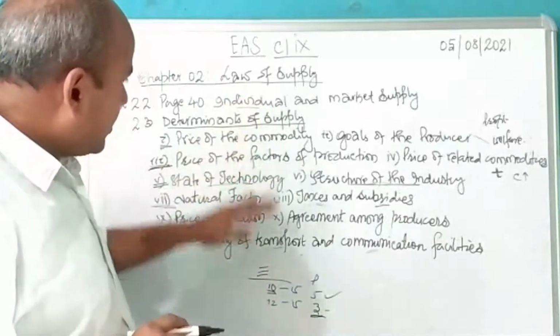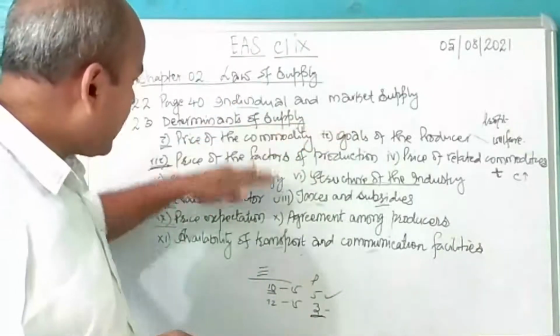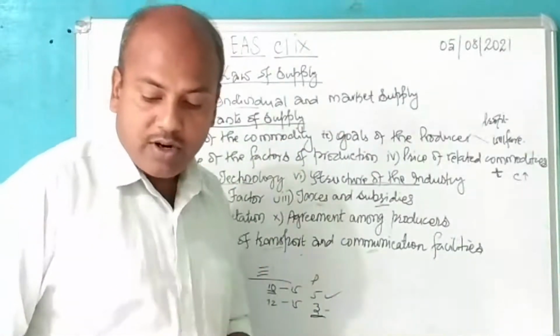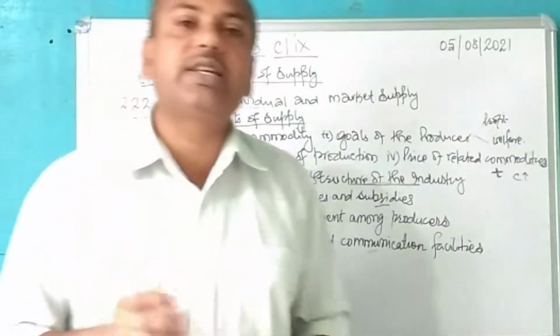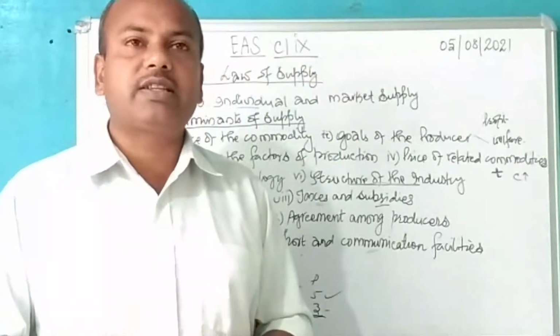So dear children, we today learned about the individual and market supply, and we also learned about the determinants of supply. This is very, very important. Hope you understood this. A simple reading is required. The explanation is given in the book in simple words. You will definitely understand it.